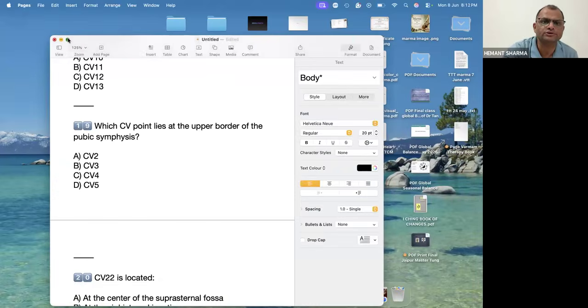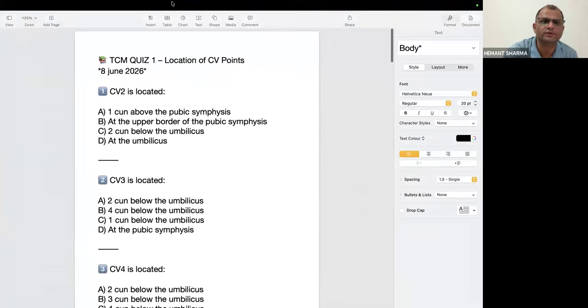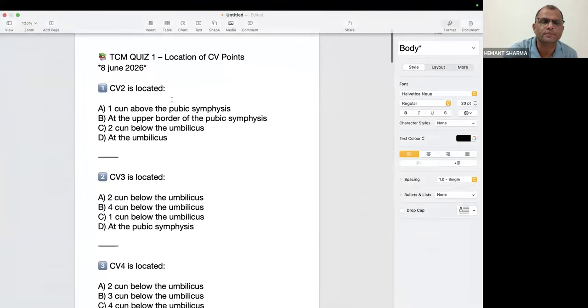Kindly someone unmute yourself and start reading question number 1. First question: CV2 is located at the upper border of the pubic symphysis. So the answer is B, upper border of the pubic symphysis.